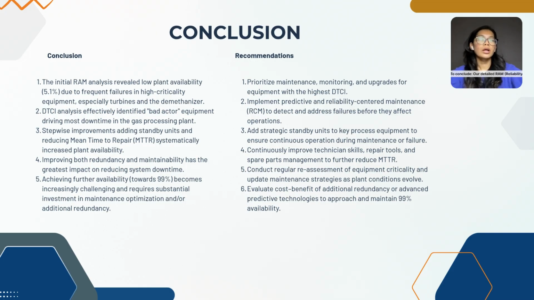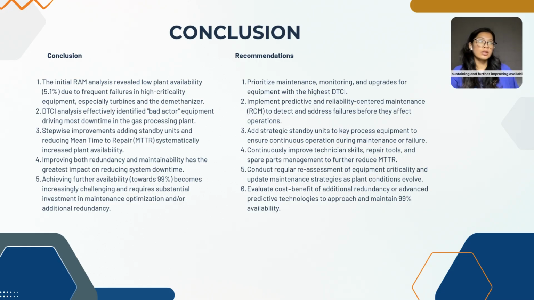To conclude, our detailed RAM study identified turbines and the demetanizer as the primary bad actors causing most downtime, with a baseline plant availability of just 5.1%. Using the DTCI analysis, we prioritized equipment for improvement and applied a phased strategy of adding standby units and reducing MTTR. These iterative improvements successfully increased availability stepwise to 97%, demonstrating the effectiveness of combining redundancy with maintainability upgrades. While reaching above 97% availability is challenging and costly, focused efforts on critical assets yield the highest returns.